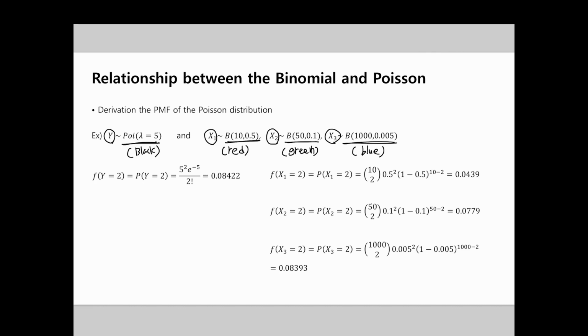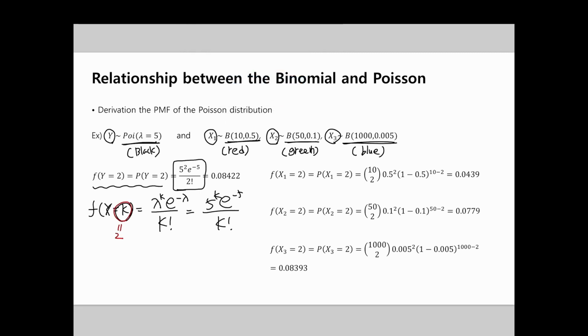So the probability of y equal 2 can be calculated by using the Poisson PMF like this. You know, the PMF of y equal to k equals lambda to the k e to the minus lambda over k factorial. Okay, so lambda equals 5, and k equals 2, then the PMF is, so the value is 0.08422.